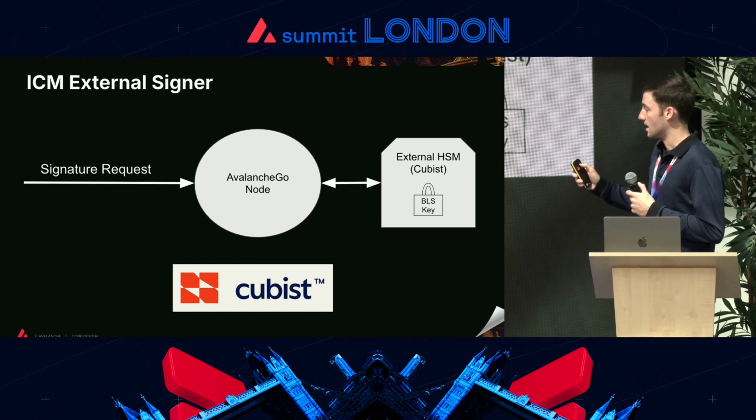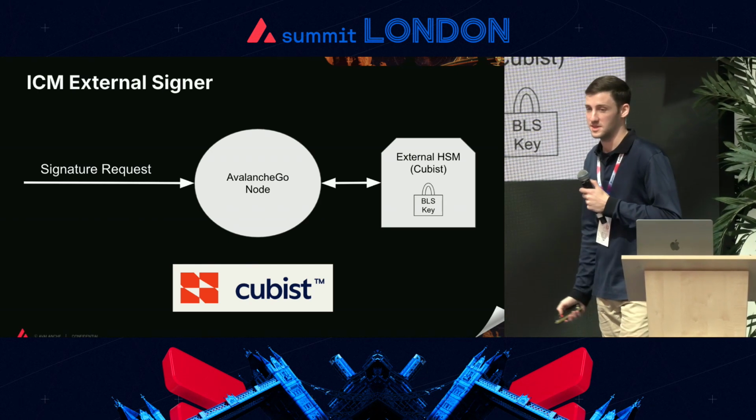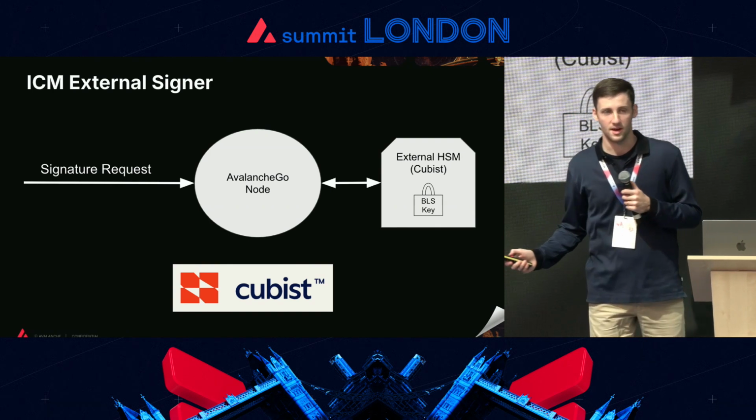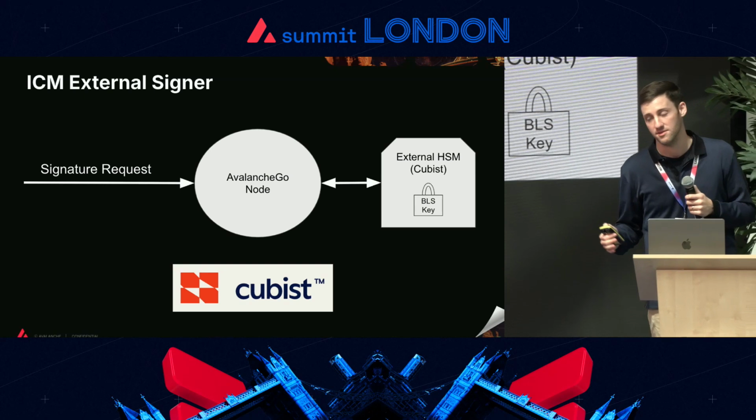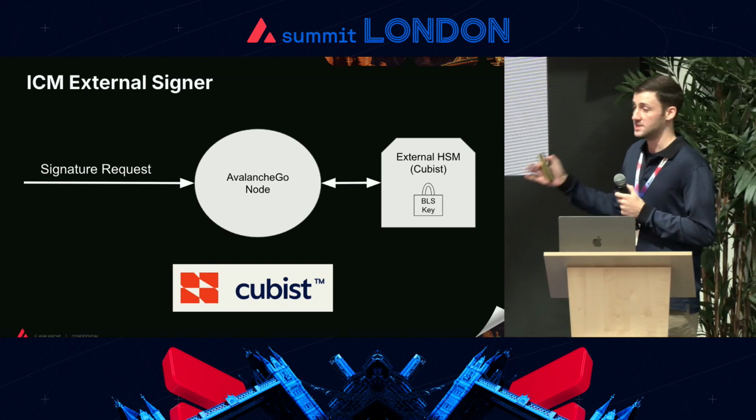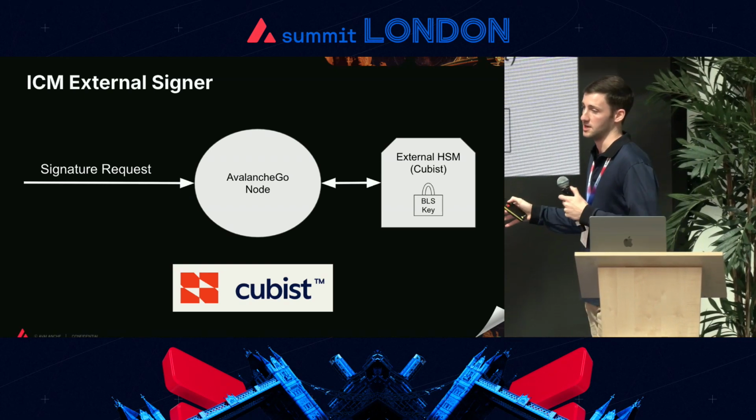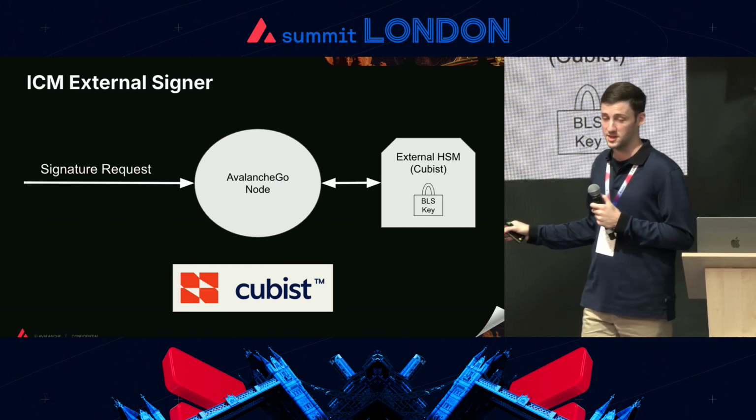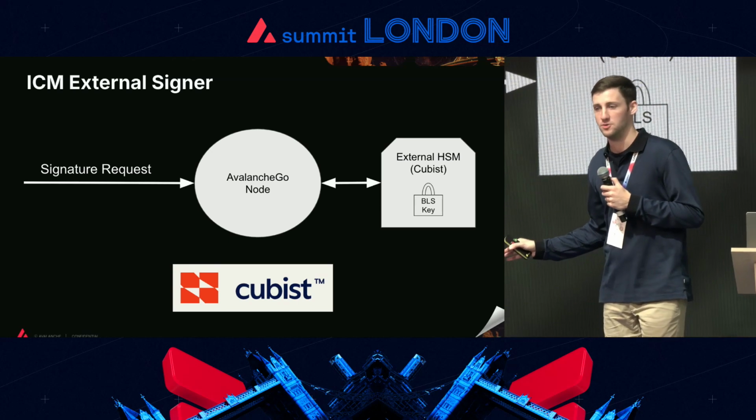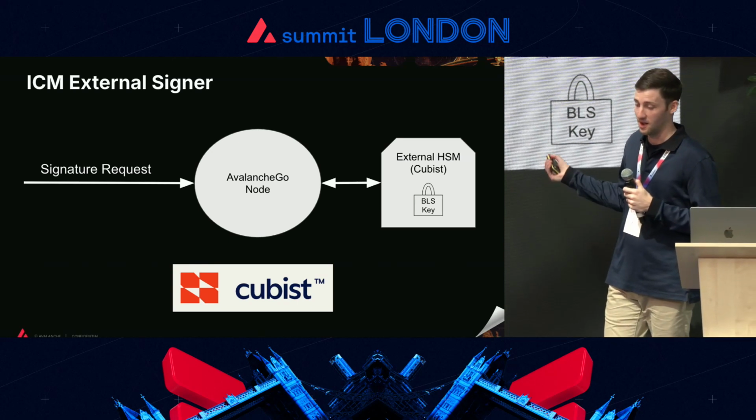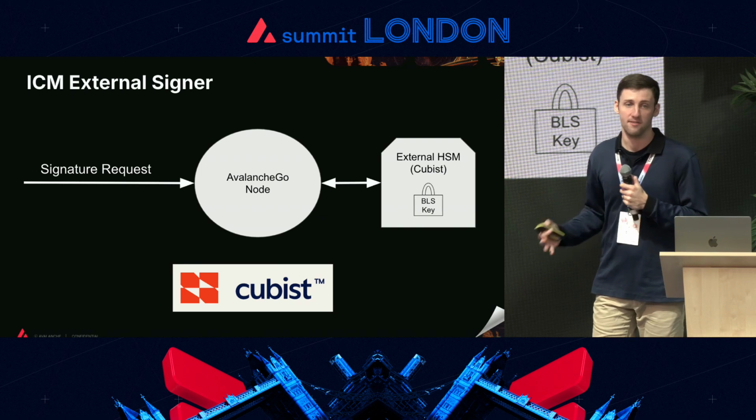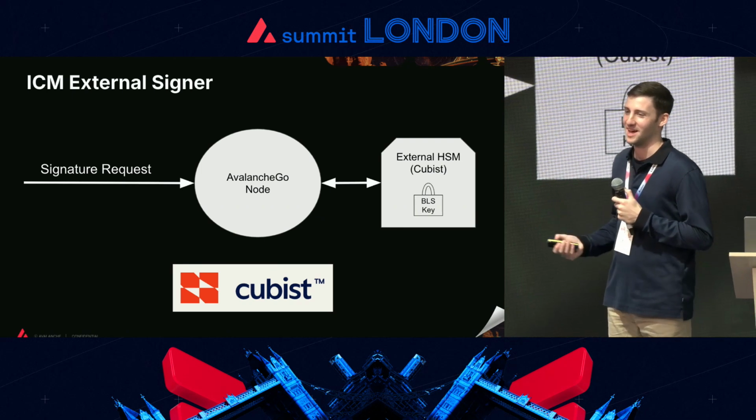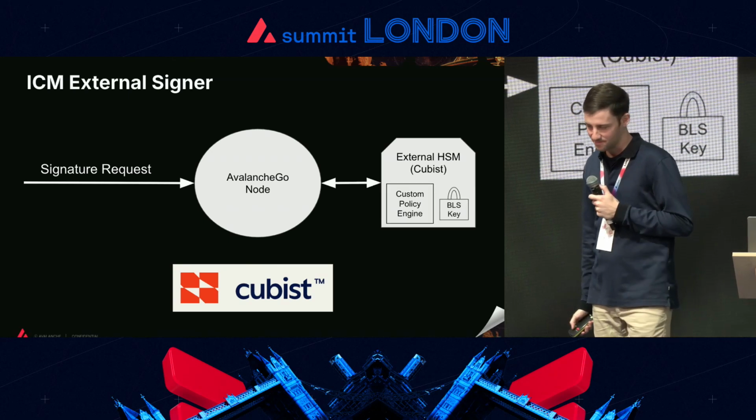And the integration here is with Cubist's signer product, and they have a number of great projects that are already live for Ethereum staking keys, keeping those secure in HSMs, as well as the core seedless wallet integration that is powered by Cubist. So we're super excited to leverage their technology for this use case and have any Avalanche Go node operator be able to plug into that to help secure their deployments.